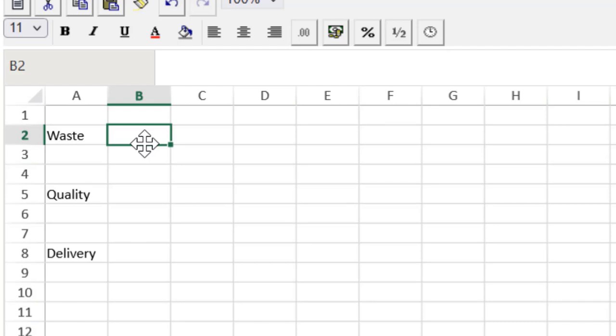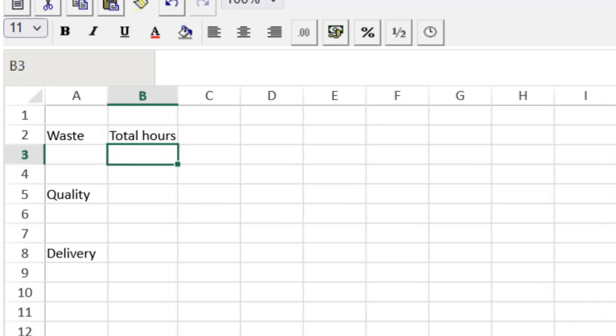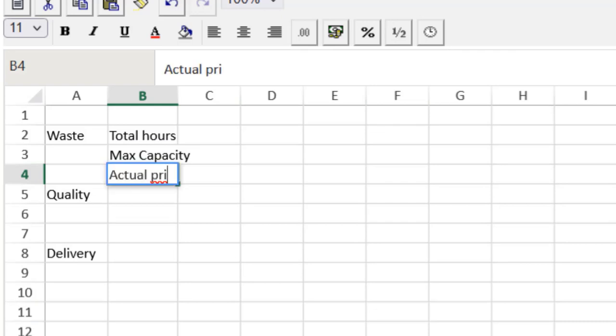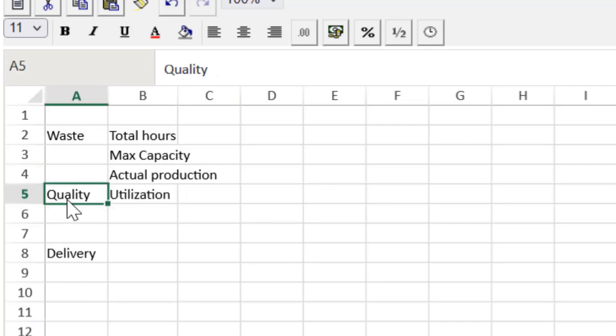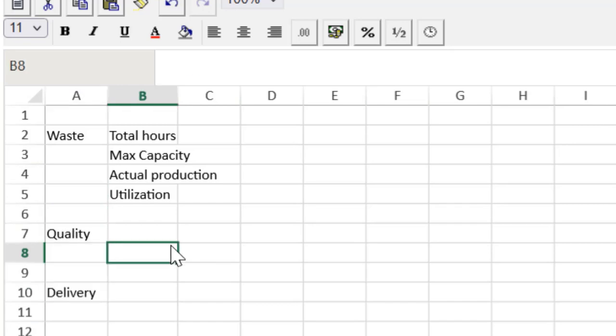Well, let's do the math. Once we have the total hours, we can get the maximum capacity of keyboards that we could produce with those hours. Then we know the actual production, and with that information, we can get the utilization. Now we've got quality and delivery. There's no reason we can't move those a bit lower. I'm going to cut and paste those lower.